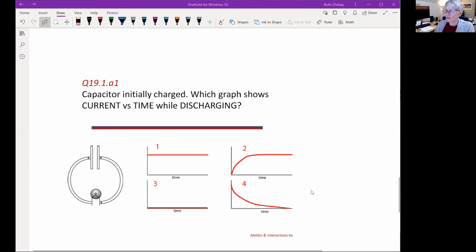And you say overwhelmingly and correctly that we did initially have a current when we connected the circuit, and we could tell because the light bulb was bright. But then as the light bulb got dimmer and dimmer, that reflected the fact that the current was decreasing with time.